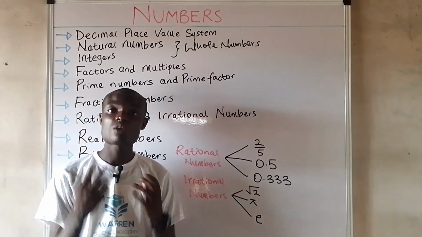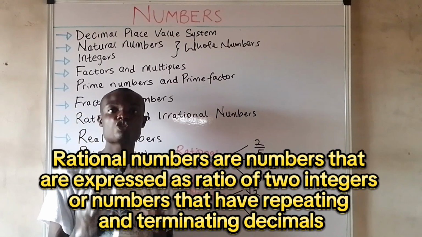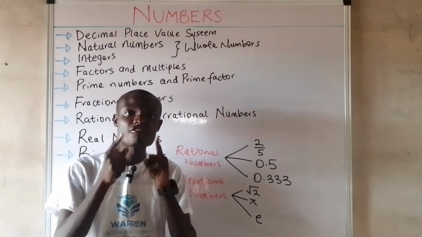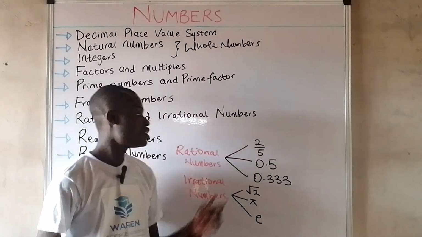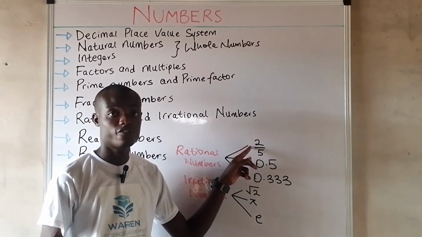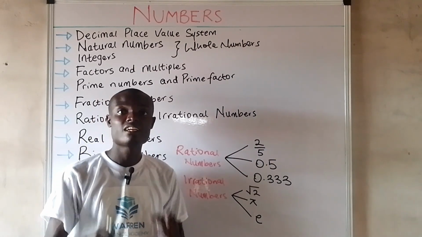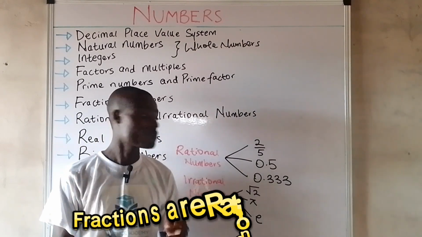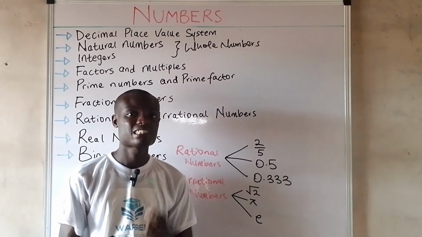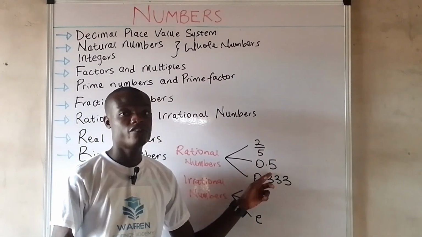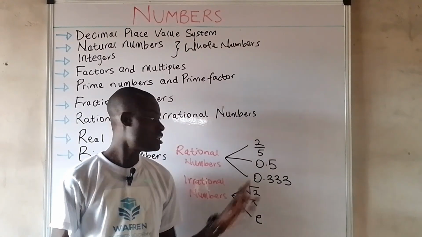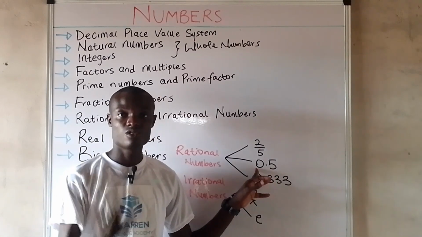What are rational numbers? Rational numbers are numbers that are expressed as a ratio of two integers. Remember, fractions are ratios of two integers. So in essence, fractions are rational numbers. In this first case, 2/5 is a rational number because it is a ratio of two integers, 2 and 5. 5/2 is a rational number. Next, rational numbers can also be numbers that have a terminating decimal. Terminating means an end. For example, if you take your calculator and press 1 divided by 2, you have 0.5. It has an end. Such numbers, we call them rational numbers.